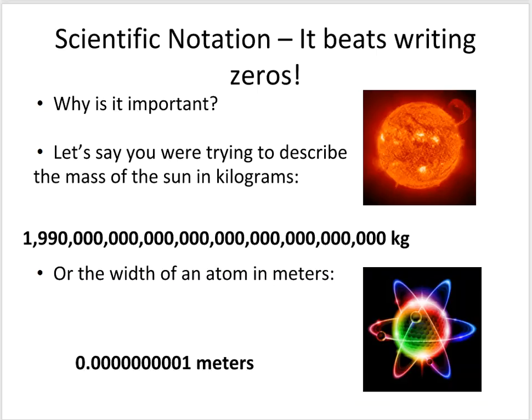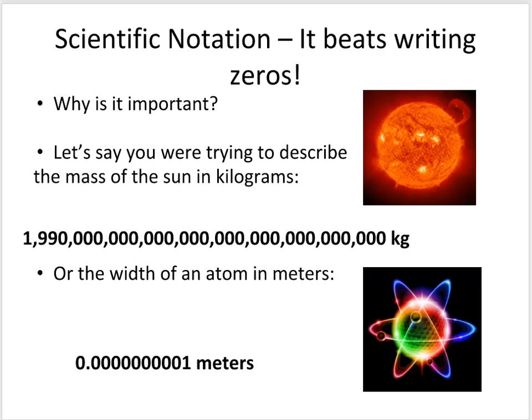The first place to start is talking about why we even do scientific notation. The reason why scientific notation is a thing is because it helps us to deal with really, really large numbers or really, really tiny numbers when we're writing them down. So I've got two examples for you.